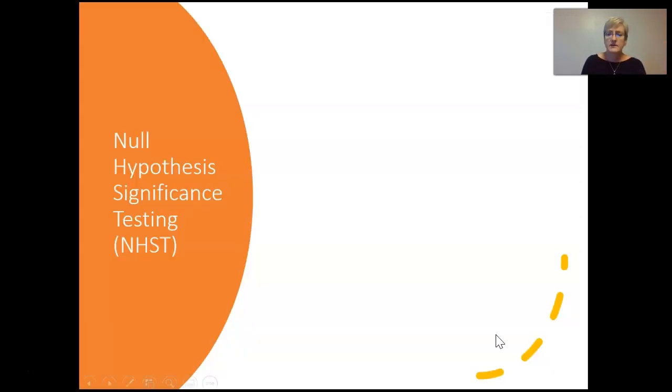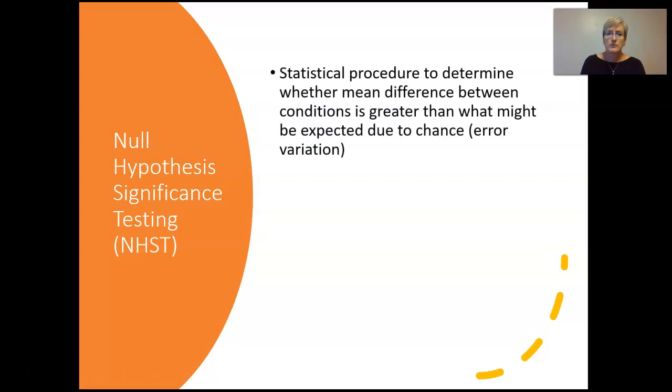Null hypothesis significance testing, which as I said earlier is a bit more normative for the way we use statistics in psychology. What you're doing is using statistical procedures that are appropriate to the data that you have to determine whether, in the case of between groups designs, there's a mean difference between the conditions that's larger than what we would have expected by chance.